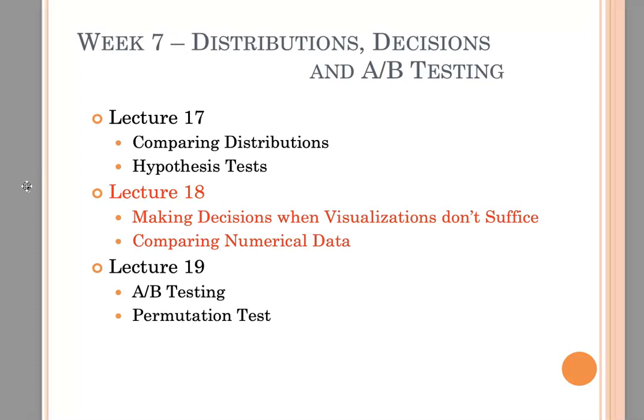In module 7, we talk about distribution, decision, and A/B testing. From the previous lecture, we're comparing distribution, and we gave you a couple examples about hypothesis testing. In today's lecture, we will talk about one more example, but this example is comparing numerical data. Sometimes on your visualization, when we do the hypothesis testing, the result may not be clear enough to make the decision. So today we will show you an example of how we solve the problem. In the next lecture, we will talk about A/B testing.